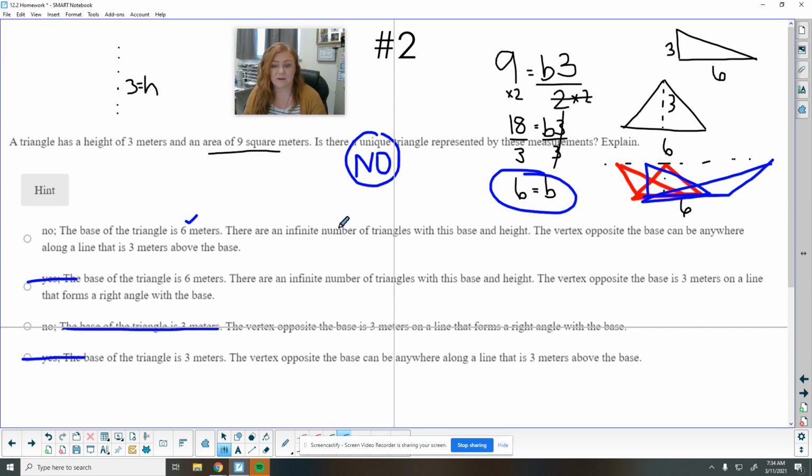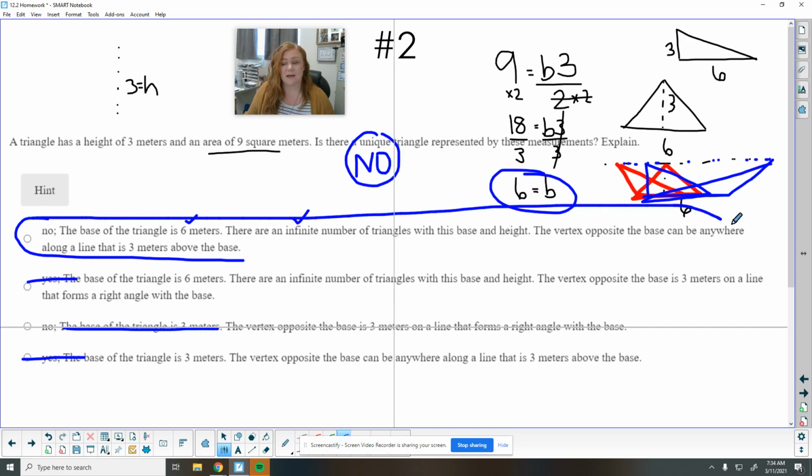So let's make sure all the rest of this information matches. There are an infinite number of triangles with this base and height, right? We could put the point here, here, here, here, here. We could put the point in so many different places along that 3-meter line up. So yes, there's an infinite number of triangles. We can't count all the triangles that would have a base of 6 and a height of 3. The vertex opposite the base, the point up here, can be anywhere along this line that's 3 meters above the base. So our correct answer is this one here. That is all completely true.